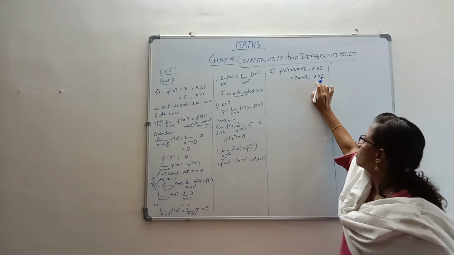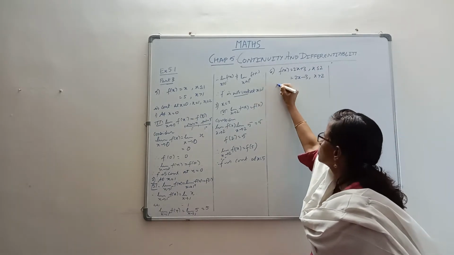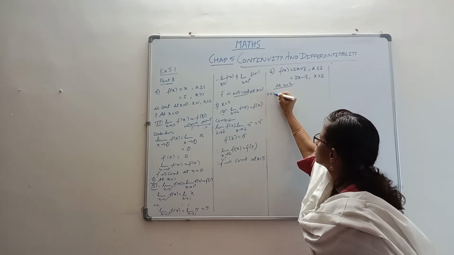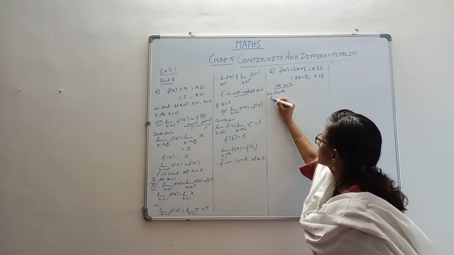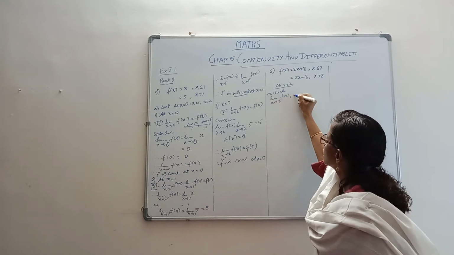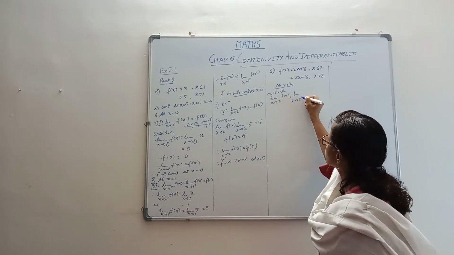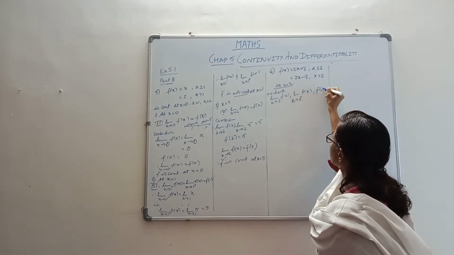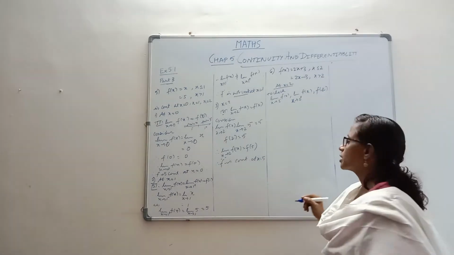So let's right away go at x equal to 2. Let's check what happens at x equal to 2. To check, we will find the limit as x tends to 2 minus f of x, then we will find the limit as x tends to 2 plus f of x, and we will also find f of 2. That way we will check whether it is continuous or not.